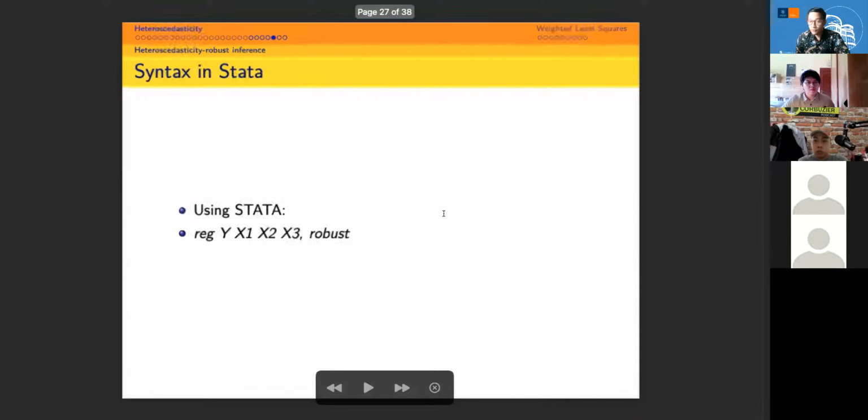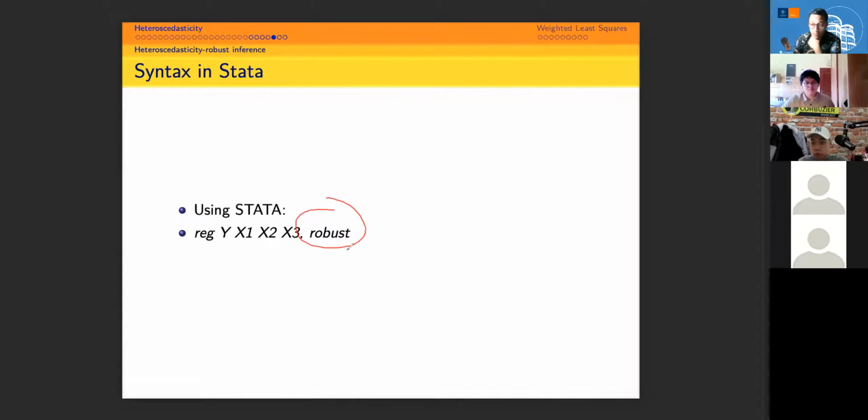All right. Very well. So I'm going to continue in Stata. The application in Stata is very, very simple. What you need to do is just add an option, which is called the robust option. Using this robust option, you can get heteroskedasticity robust standard errors in your regression. All right, so let's continue to Stata.